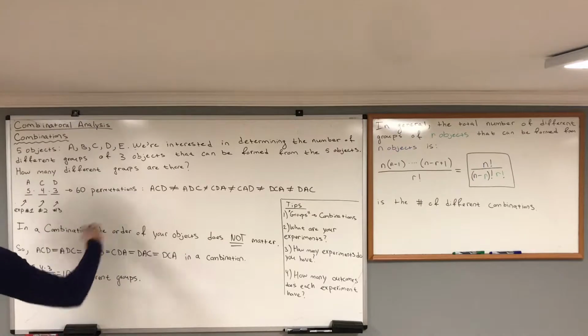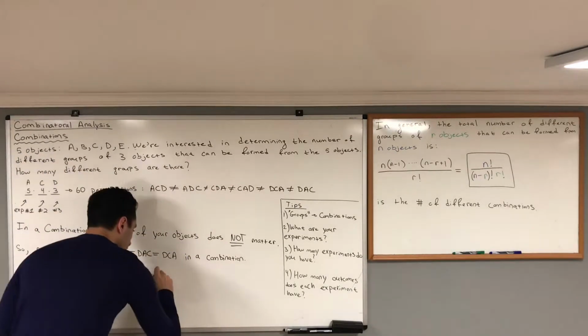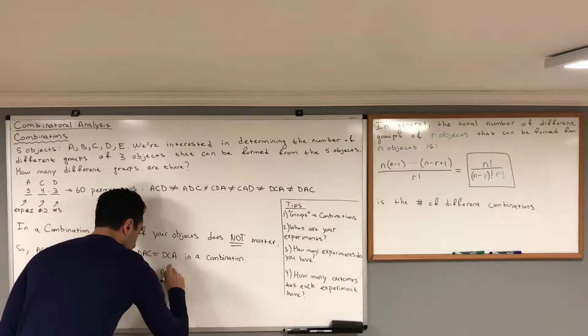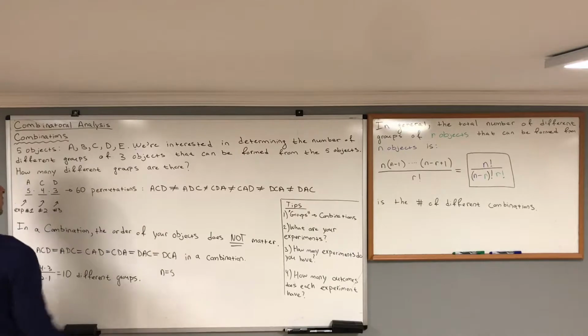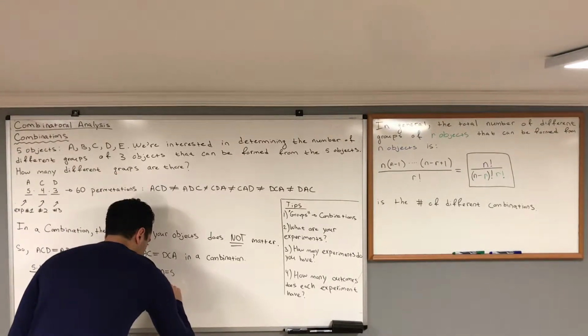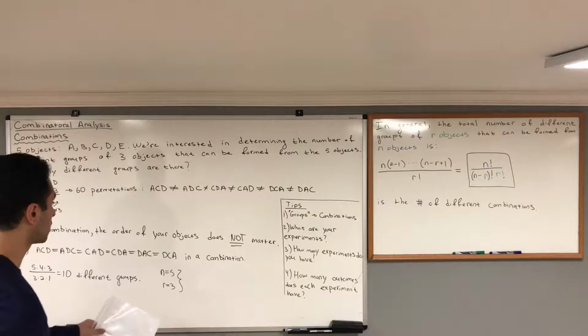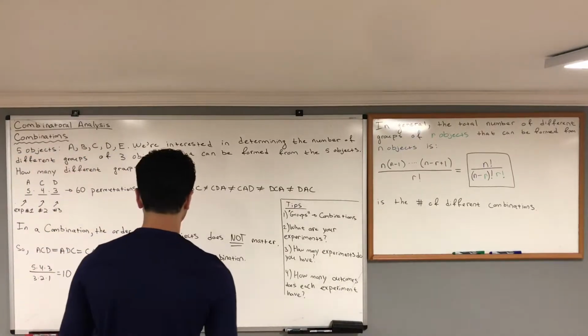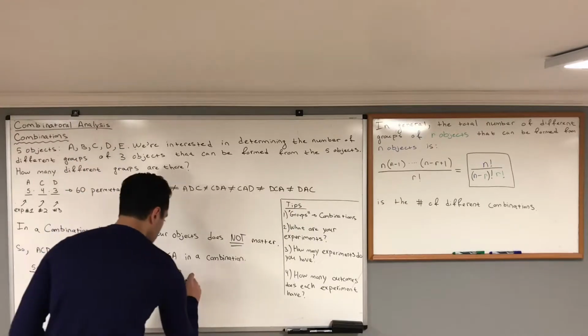So in this problem, n must be 5, right? Because that's the total number of objects we have. Okay, so n equals 5. Well, that must mean r equals 3, right? Because we're choosing r from the 5 objects. So r equals 3. And to find the number of different groups that can be formed from 5 objects, and we're choosing 3, well, let's do that formula.